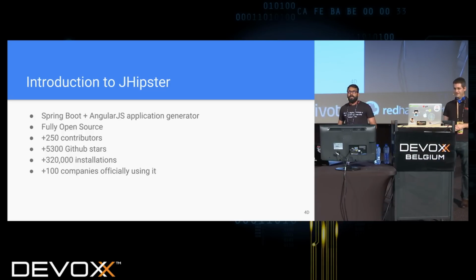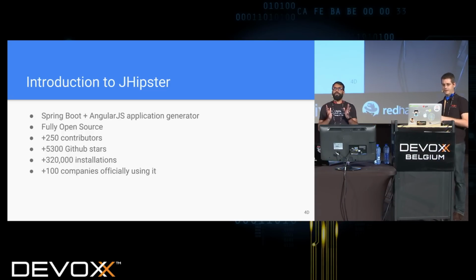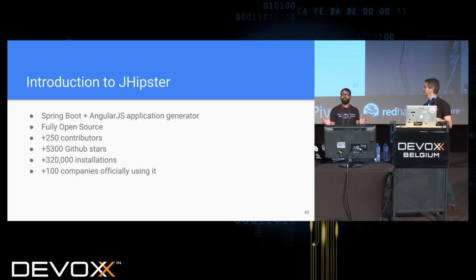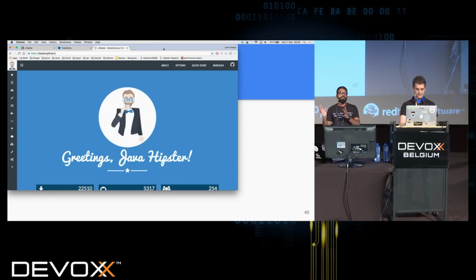JHipster is basically a Spring Boot and AngularJS application generator. What we generate is an AngularJS client app and a Spring Boot server-side app. It is fully open source, no weird licenses. It is Apache 2 licensed, completely free to use. We have more than 250 contributors, more than 5,300 GitHub stars, around 320,000 plus installations. And there are 100 plus companies officially using it, including some big names.